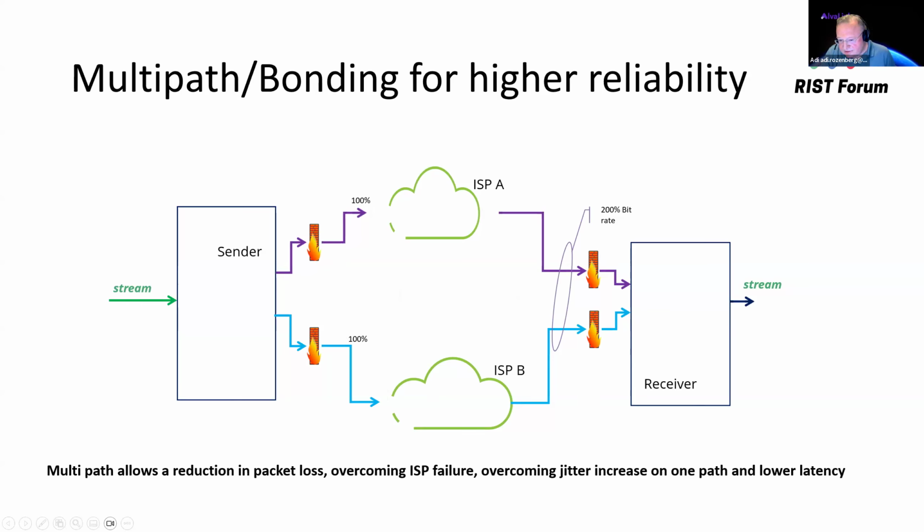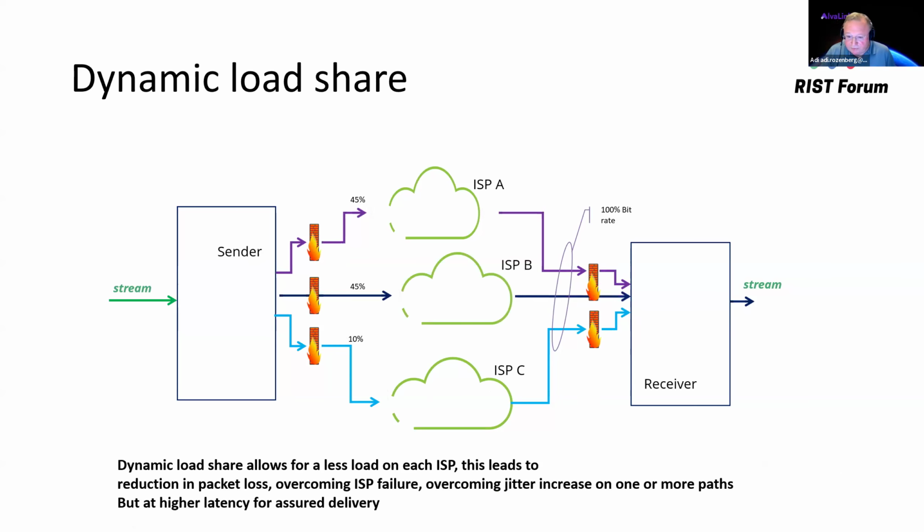It can overcome ISP failure and packet loss, and you can lower the latency for your application. If you don't care about latency, but you want to be aware of network performance, you can use dynamic load share. In this example, we use 3 ISPs, and we spread the load between them statically. We start, let's do 45, 45, 10, so there will be 100%. If there is packet loss on a link, we can recover some of the packet loss on the same link or other links as we see fit.